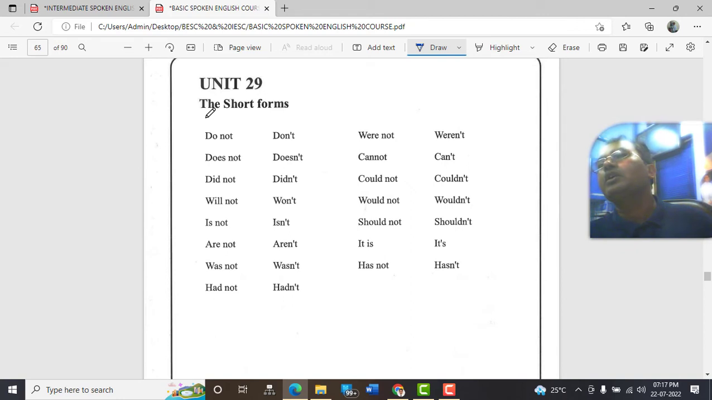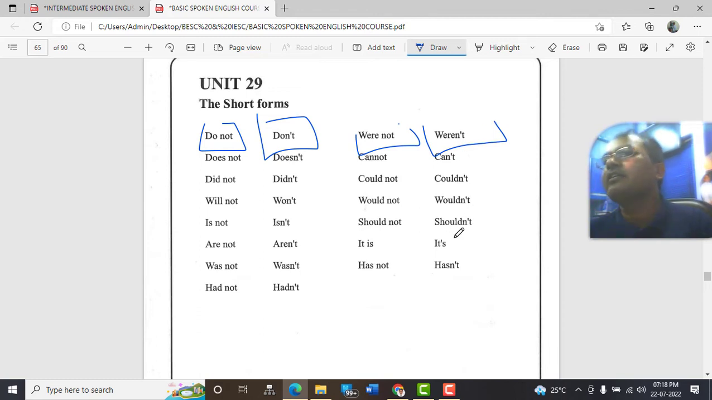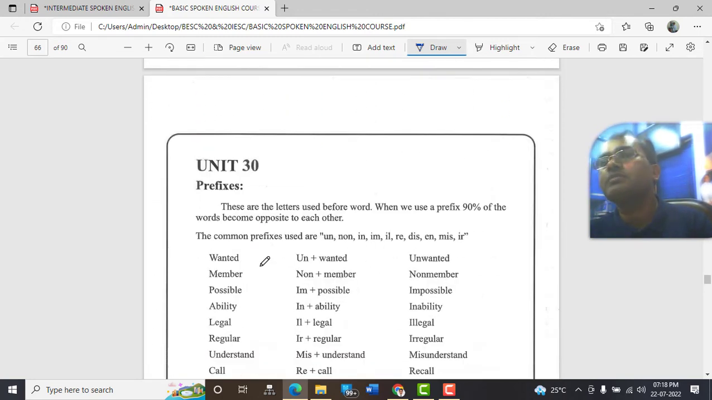Then short forms. Do not, you should use it as don't. Were not, we will have to use as weren't. So what is the right kind of pronunciation? We'll be speaking on those terms.